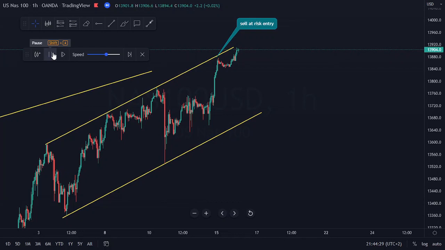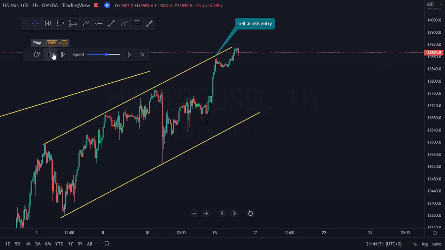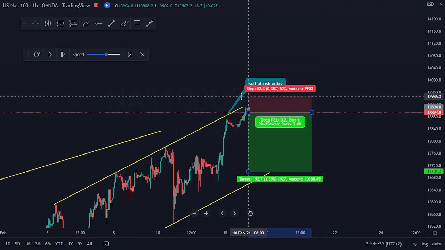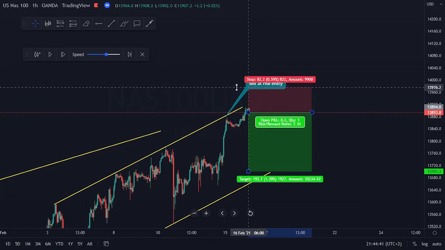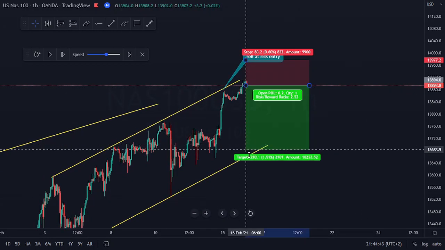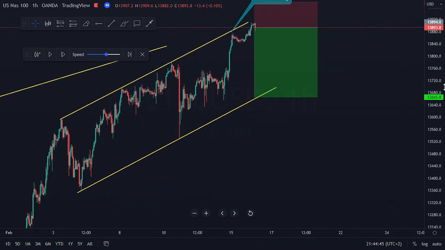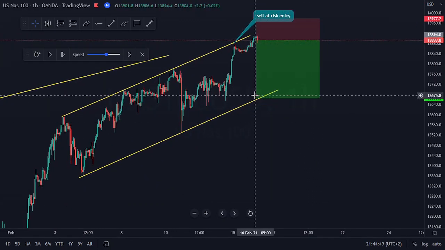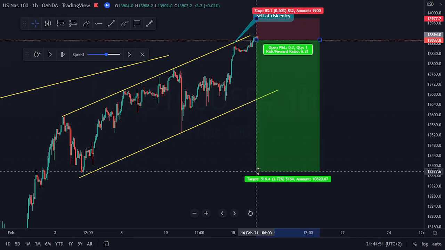We get that, we tap, and we slow. Right at the close of that candlestick, I'll be looking for my sells. Stop loss a few pips above there. First target is this one, obviously. First target now, because it's a risk entry, will be this one, which is a 2.7.